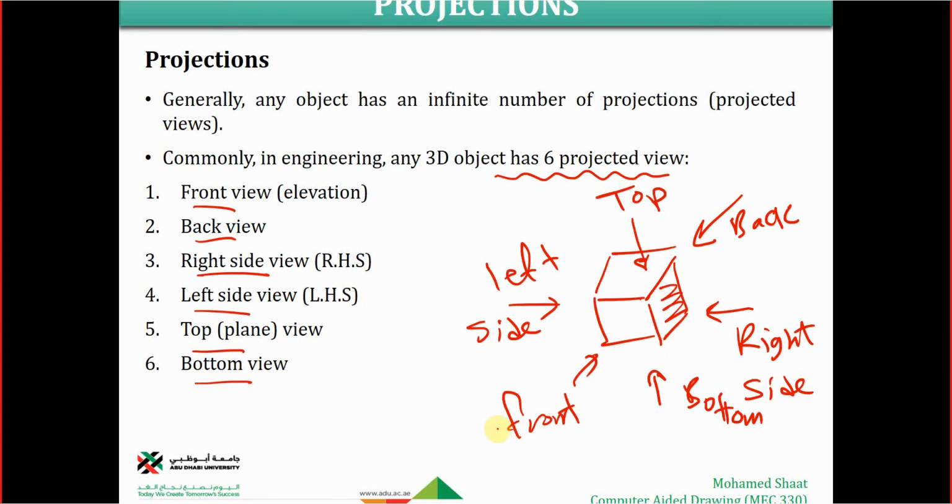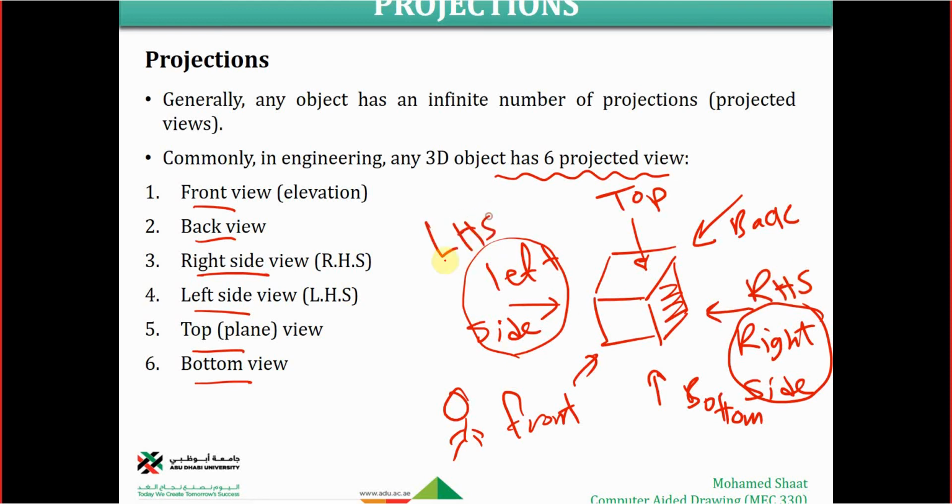The right side is the one where, if you're standing in the front and you try to touch this side with your hand, you have to use your right hand. But if you're standing in the front and you try to touch the other side, you have to use your left hand. So that's why this one is a right hand and this one is a left hand. So this is the right hand side, this is the left hand side. This is the RHS and this is the LHS.